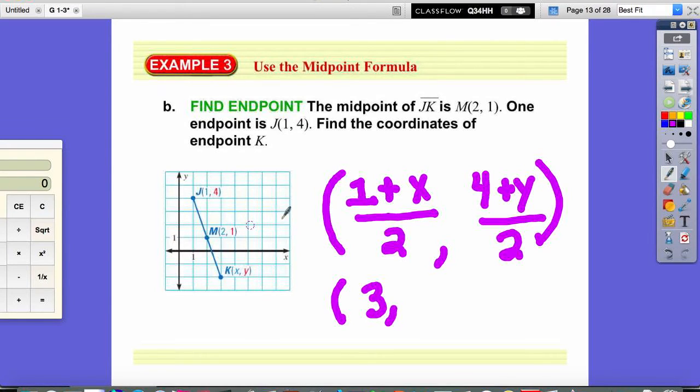So 2 times 1 is 2. 4 plus what number equals 2? Actually, 4 plus -2. And you can actually see here that they've graphed this. At this point is 3, -2. That is the endpoint. So I've done my math correctly.